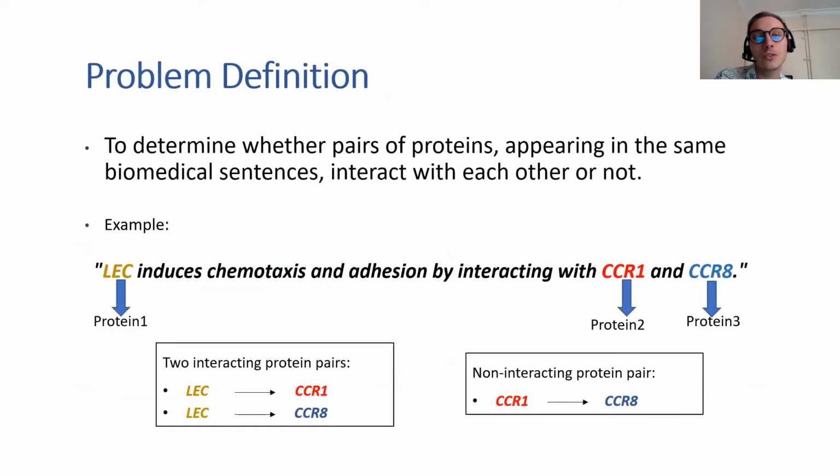So let's move on to our problem definition. Our goal is to determine whether pairs of proteins that appear in a biomedical sentence interact with each other or not. Let's look at an example sentence. Here we have a sentence with three different protein entities. If you look at the semantic meaning of the sentence, we can easily understand that LEG interacts with two proteins, CCR1 and CCR8 as well. And there is also a non-interacting protein pair, which is CCR1 and CCR8. Our goal is to determine interacting and non-interacting protein pairs.